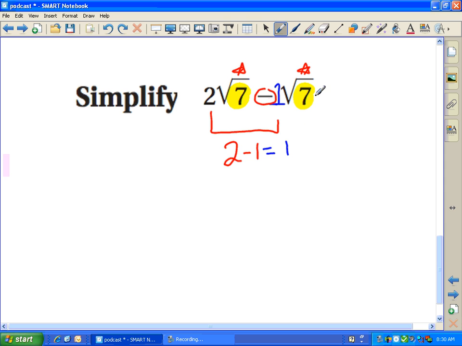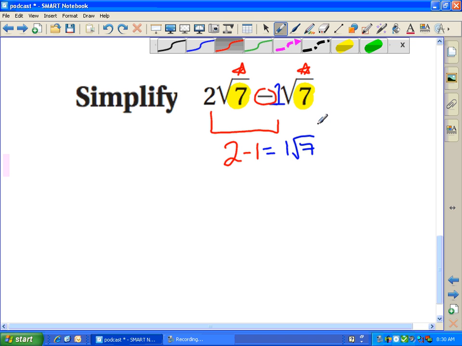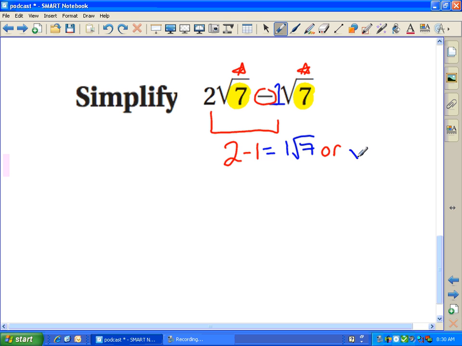Once your square root is the same, keep it the same. So my answer to this problem would be 1 square root of 7, or, excellent job, plus 10 for your group. The other way you could write the answer is just square root of 7, because that 1 is really imaginary.